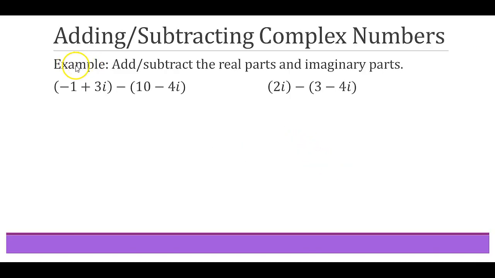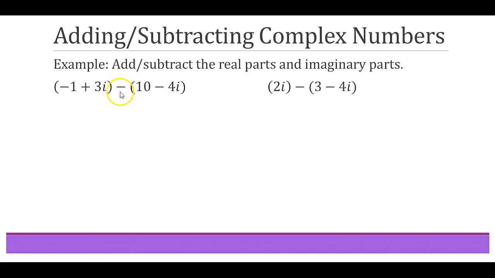Let's go ahead and perform some operations like addition and subtraction to begin with complex numbers. So in this example, we're just going to add and subtract the real and imaginary parts from one another. So I have -1 plus 3i, that's one complex number, minus 10 minus 4i, a second complex number.